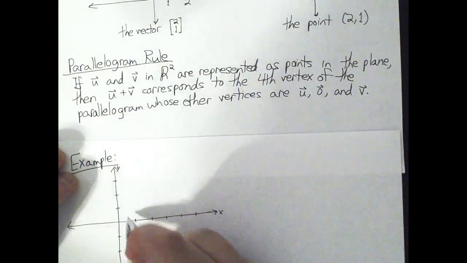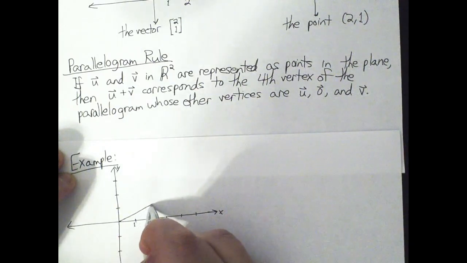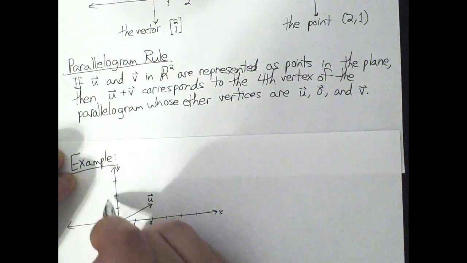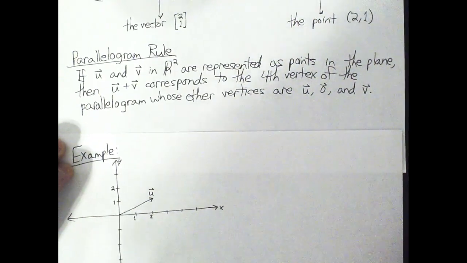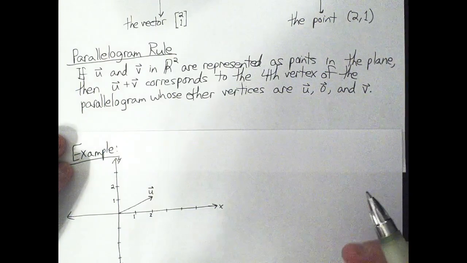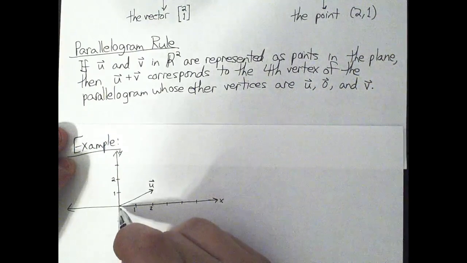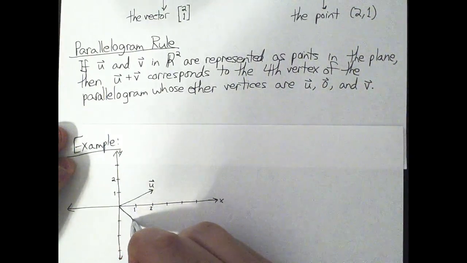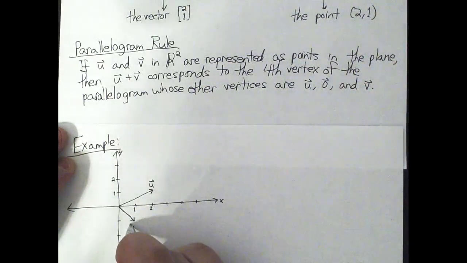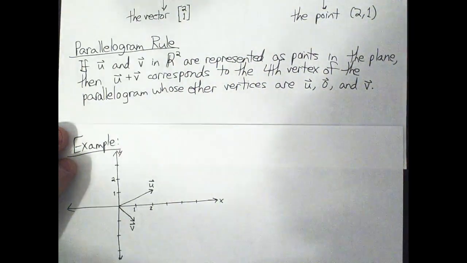Okay, let's say I have a vector u, and the vector u goes like this. And I'm going to label it right here with a vector symbol above it. There's the vector u. Let's say I also have a vector v. I'm also going to show v as an arrow originating from the origin, going off into some direction for some length. Let's say this is the vector v. So the parallelogram rule says something about what happens when you add u plus v.